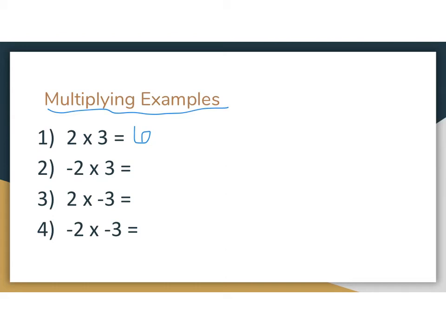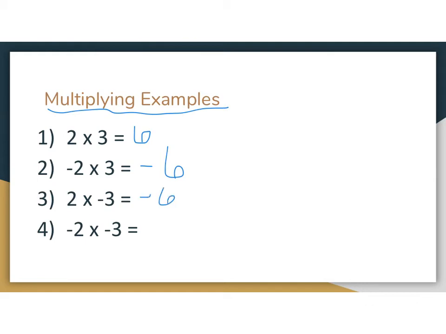So if I have a negative times a positive, is my answer going to be positive or negative? I hope you talked back to my video and you told me that the answer was -6. Let's look at number 3. I have +2 times -3. A positive times a negative, what sign is my answer?